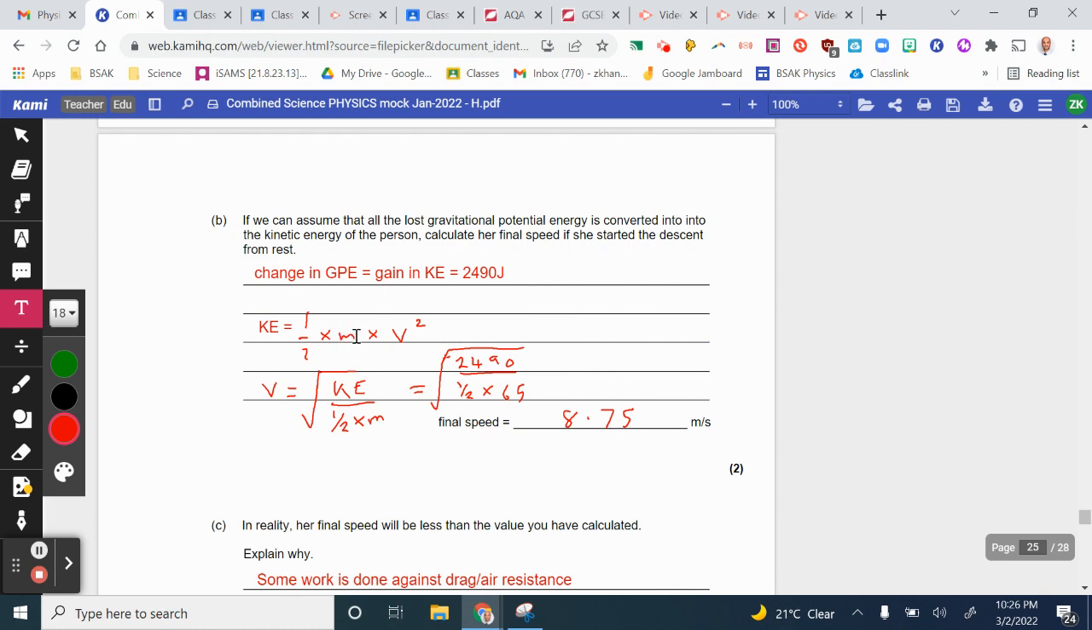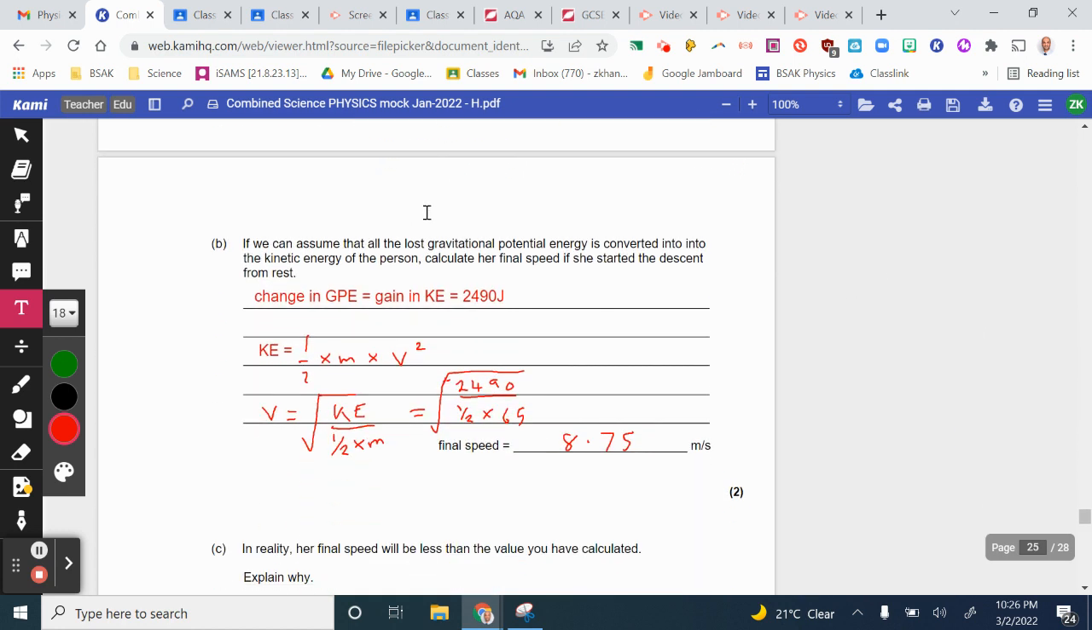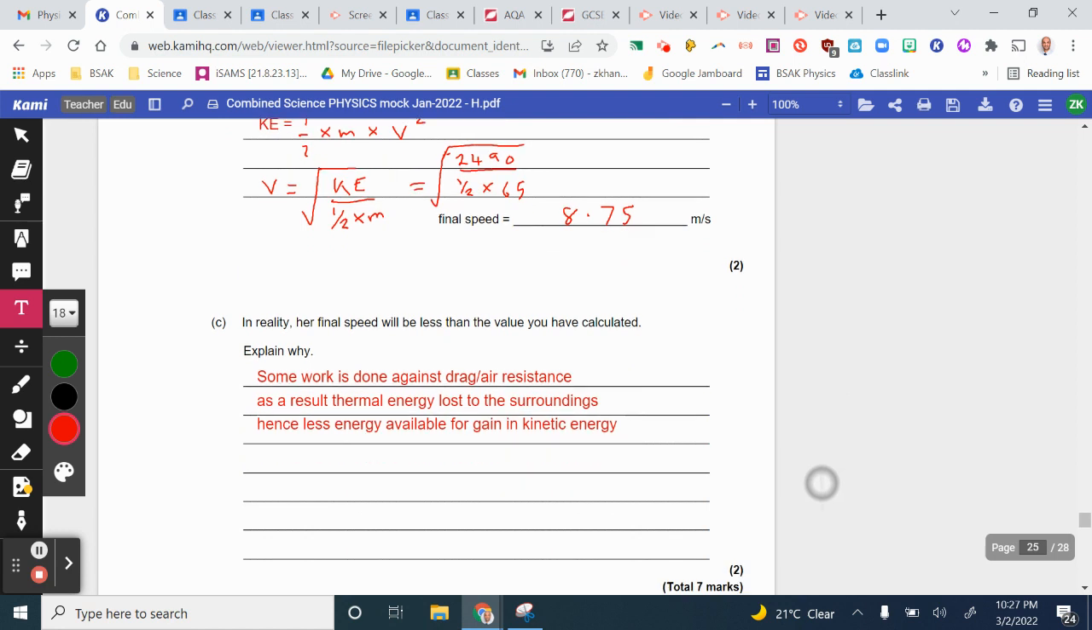We've got that from the previous part, which is in the question here, and we are now working out the speed. So we need to rearrange this formula. Speed equals the square root of kinetic energy over half times mass. So that's 2,490 divided by a half times 65, all square rooted, gives us 8.75 meters per second.